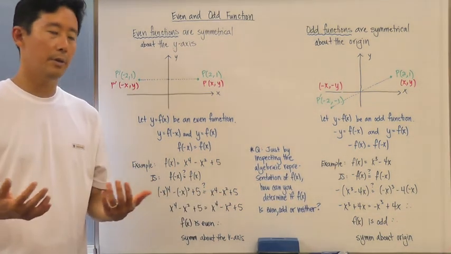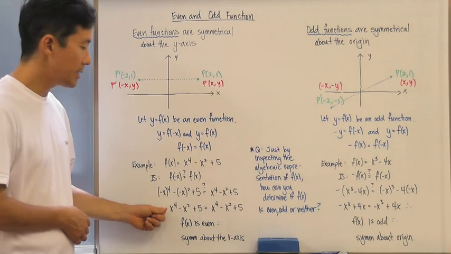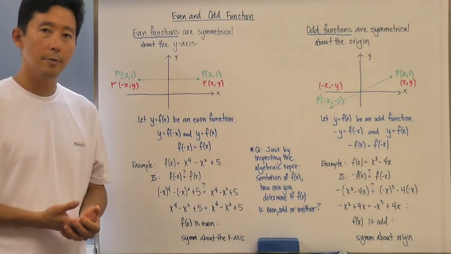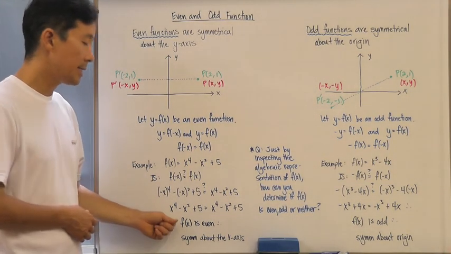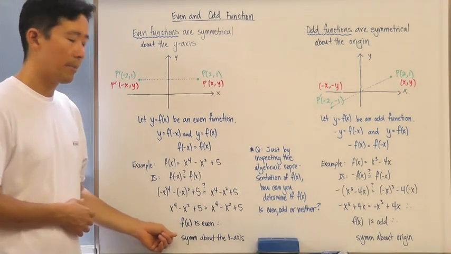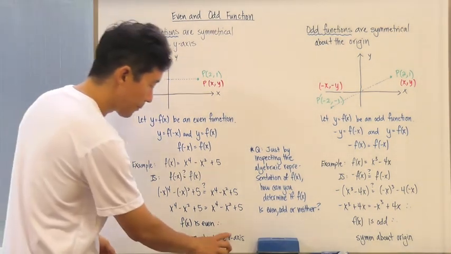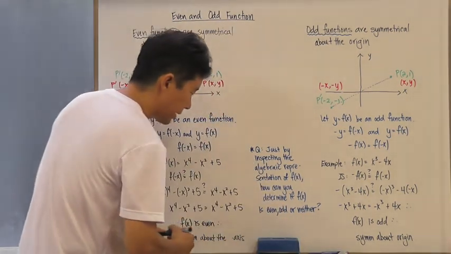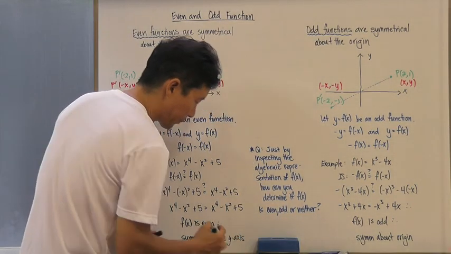Now, of course, after we do the algebra, we're going to find out that this is indeed true, and therefore what we can say is that f of x is indeed even, and therefore when we graph it, it is going to be symmetrical about the y-axis.